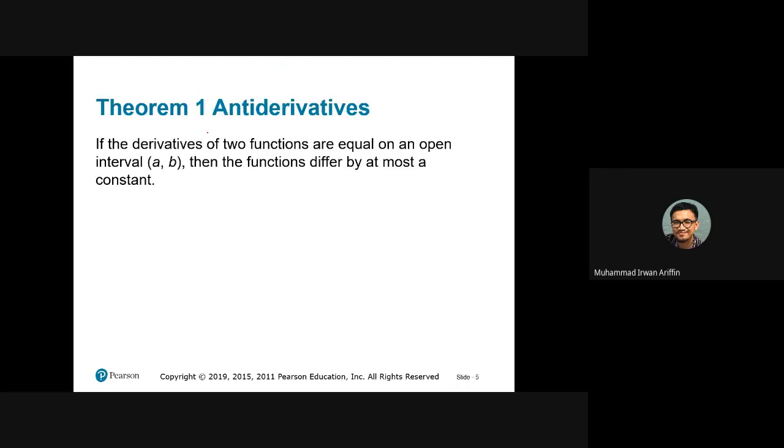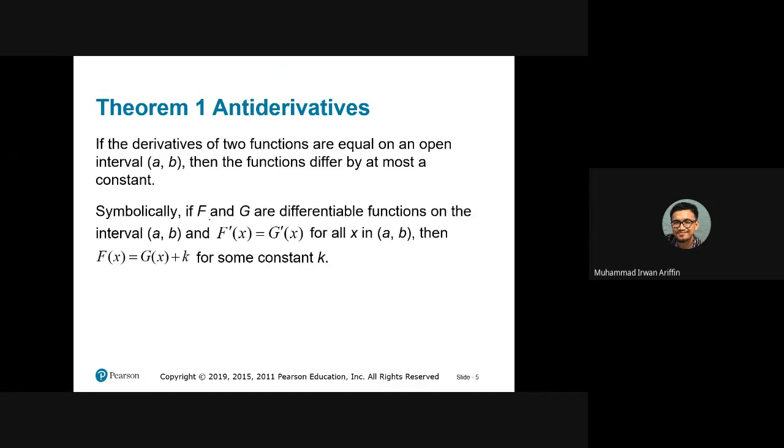So this brings us to Theorem 1, the antiderivatives. If the derivatives of two functions are equal on an open interval (a, b), then these two functions differ by at most a constant. That would be the only difference. A more detailed explanation: if big F and big G are differentiable functions on the interval (a, b), and let's say the derivatives are the same.